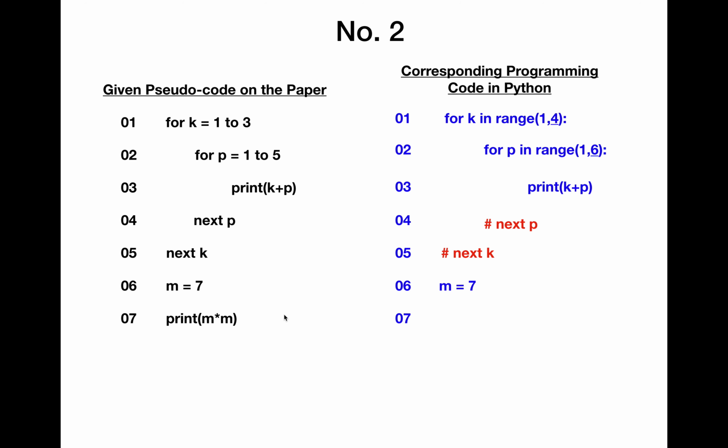Line 7 is print m star m. Star means multiplication, and we will have here print m multiplied by m. So this is your Python program here.